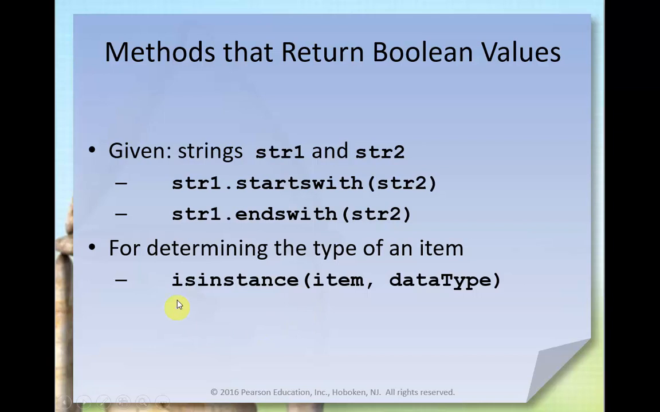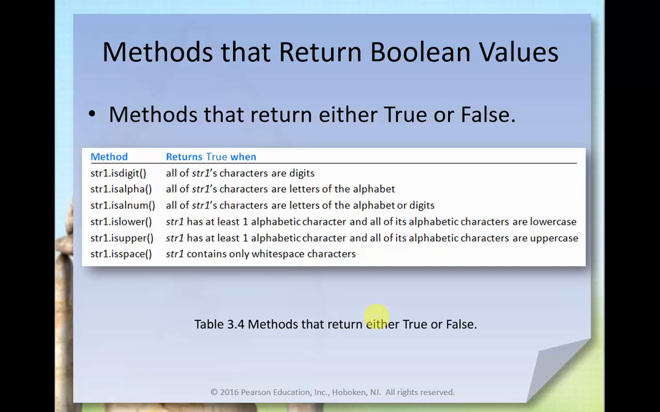Here's another unique little thing in Python, determining the type of an item. If we know what kind of data type we're looking for, like it could be Boolean or float or int, we can say, is this instance called item this particular data type? So this would be good for confirming that some item that we maybe read in off of a list is in fact a number. And if it's not, then we could proceed to convert it to a number so we could possibly do some calculations on it. So there's actually several of these methods that return Boolean values.